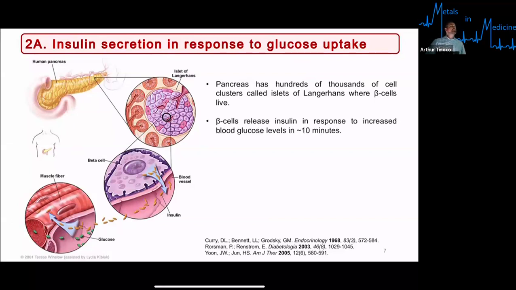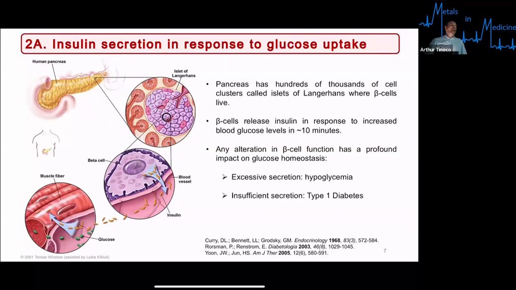The beta cells release insulin in response to increased blood glucose in a time frame of about 10 minutes. As it turns out, any alteration in the function of these cells has a very profound impact on glucose homeostasis. If you have an excessive secretion of insulin, that can lead to hypoglycemia. Or if you have an insufficient secretion, that leads to a disease referred to as type 1 diabetes. We're going to have a little bit of a disclaimer of what exactly is defined as type 1 diabetes in a moment.